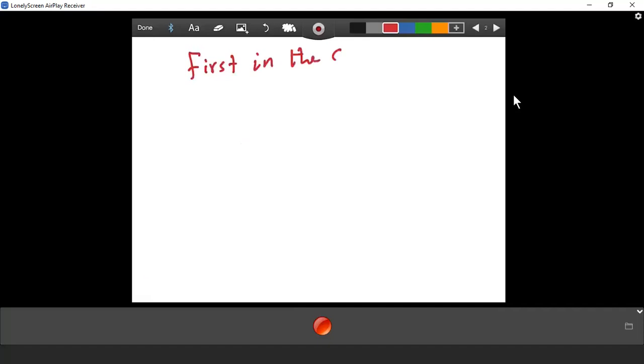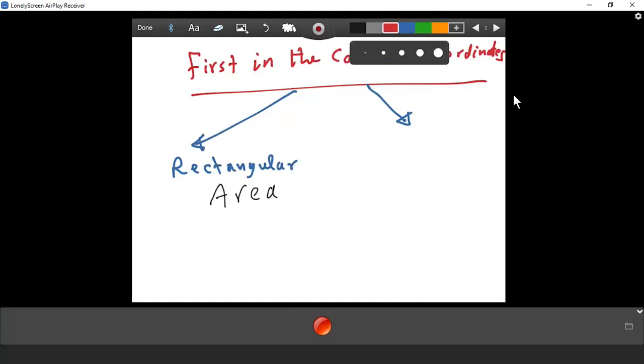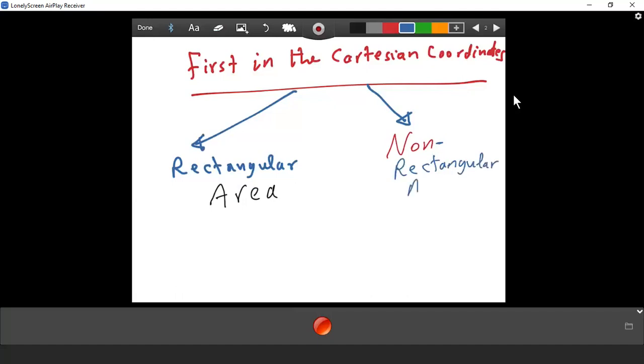The Cartesian coordinates. In Cartesian coordinates, we also have to distinguish between two cases: integration over rectangular area and non-rectangular area.